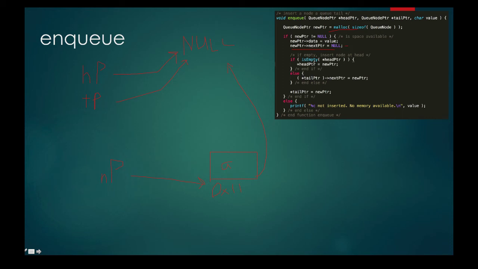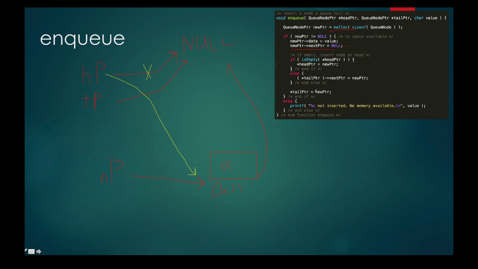We check, is the head pointer empty? In this case, it is. So what do we do? Let's change the color to yellow. Head pointer is equal to null, so now we're going to update that. Head pointer equals new pointer. What is new pointer pointing to? Right here. So now we have our head pointer pointing to that memory address that we've just been allocated for this node.